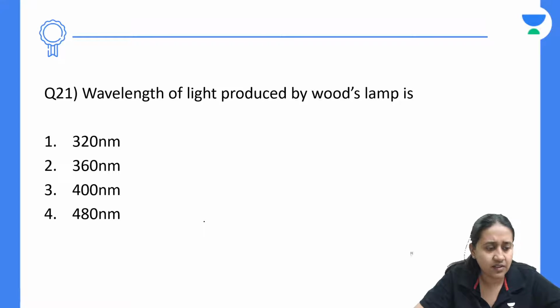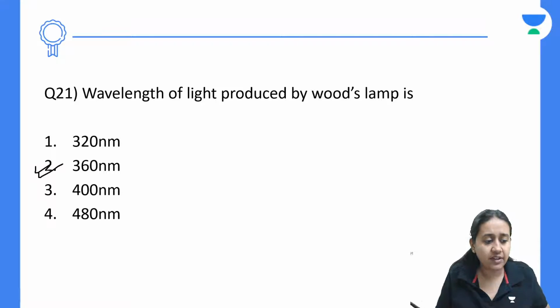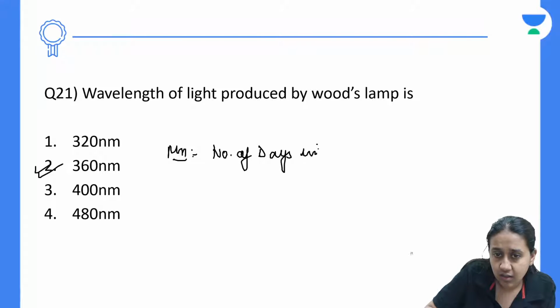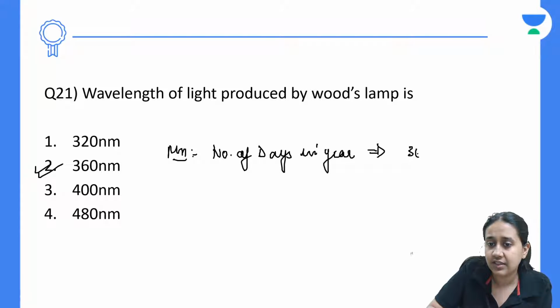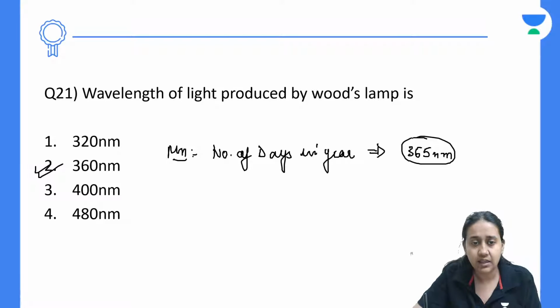Amazing, very easy and very interesting. I think everybody has given this. The answer is option number 2, and we have a mnemonic to remember this: the number of days in a year. So the exact wavelength which is emitted by a Wood's lamp is 365 nanometers, and the answer to this is 360 nm, which is the closest possible answer.